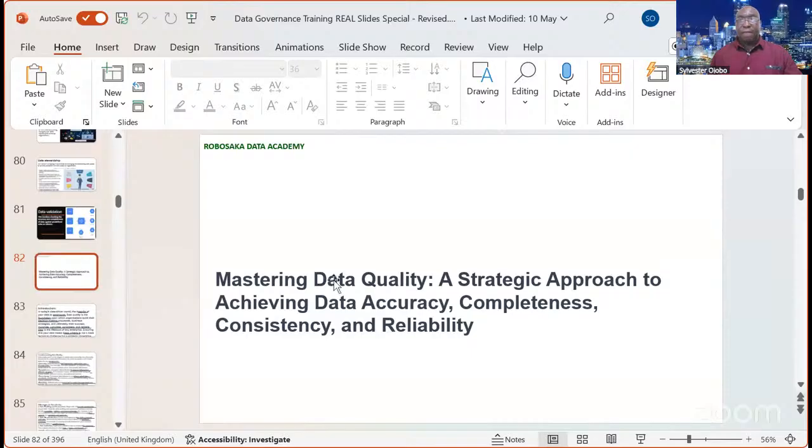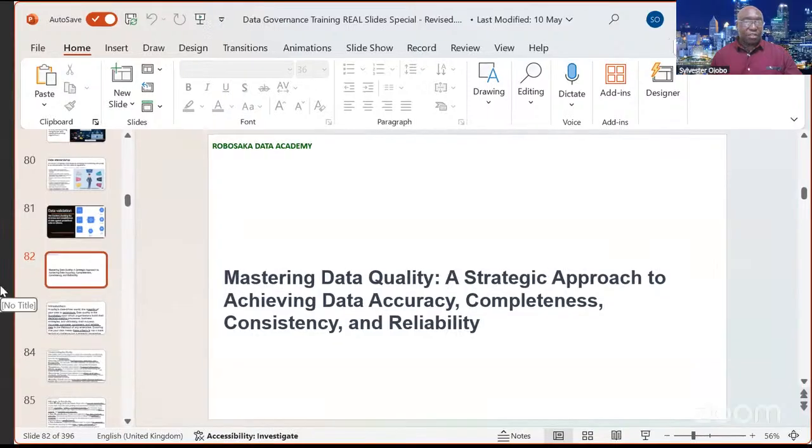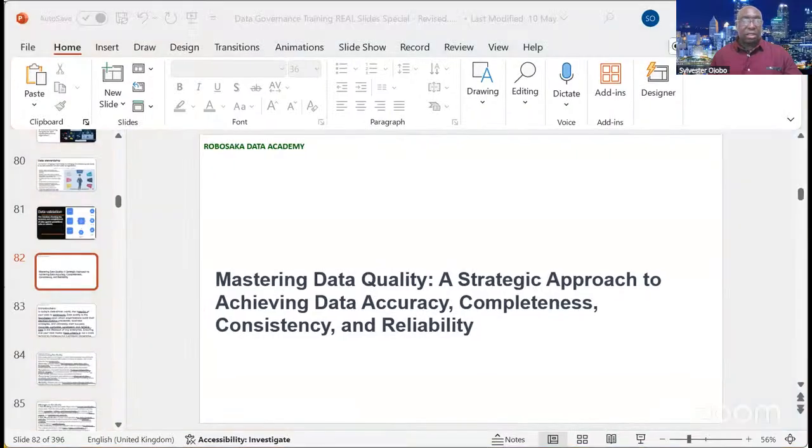Okay. All right. So, like I told you, we're examining master data quality, which of course is a strategy approach to achieving the characteristics of data quality. Thanks to those who defined it correctly and what it entails. So data quality actually refers to the condition or characteristics of data itself that determine its fitness for use in a particular context.